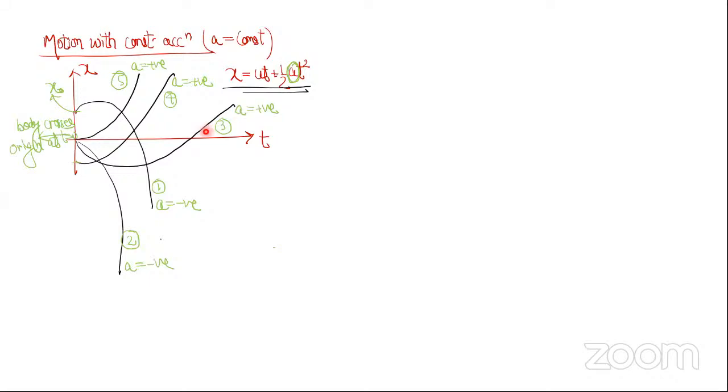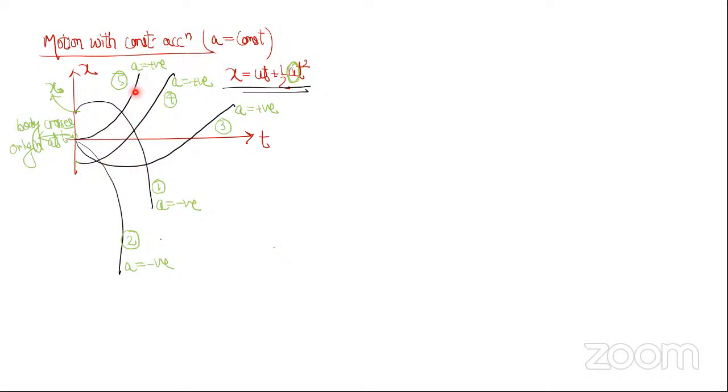Look at graph number 3. In 3, initially the slope is negative, isn't it? Then the slope becomes 0, and then you see the slope becomes positive. That means initially it was traveling towards left, then it stops, and then it travels towards right. That's the meaning of graph number 3. Acha, graph number 4. Initially it was traveling towards left, then it stops, and then it travels towards right.